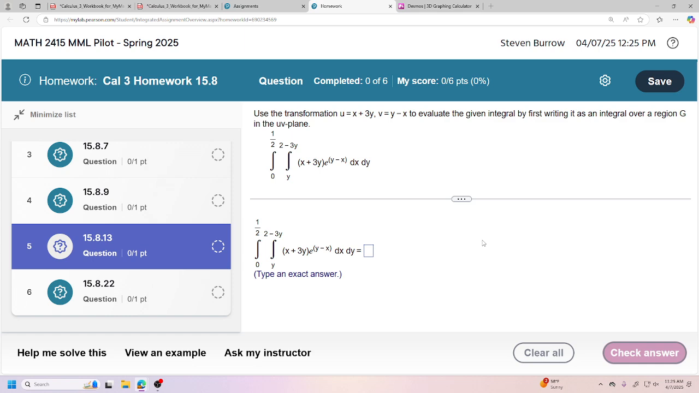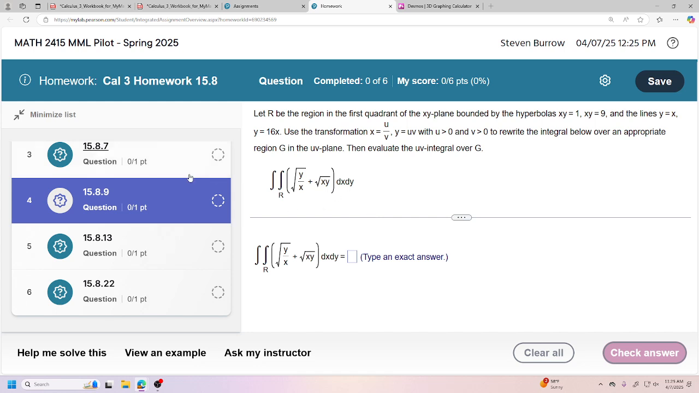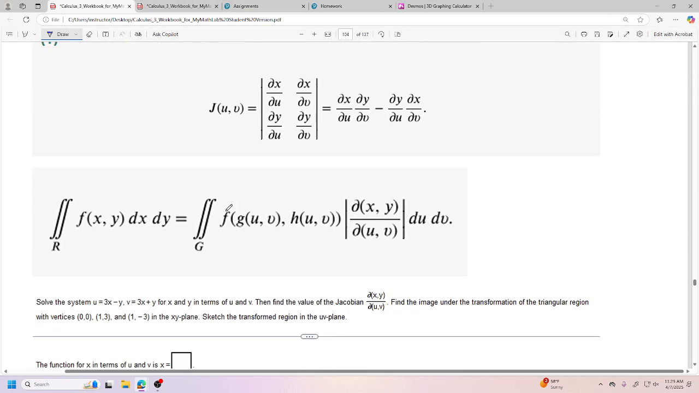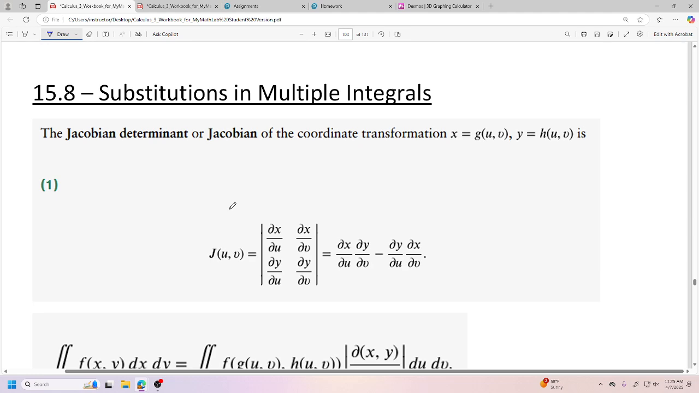So the point of Jacobians right now, I'm going to tell you, is to make these really crazy integrals easier. Even this one is insane, but we'll get there when we get there. So why do we do Jacobians at all? It's to make hard things easy.